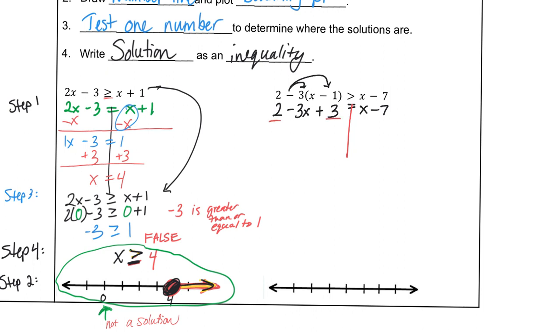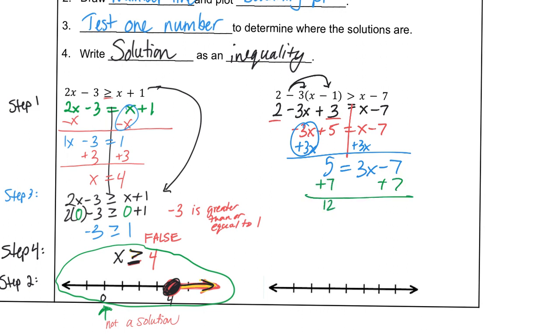Let's see, I'm going to simplify that. So -3x plus 5, x minus 7. I don't like negatives, so I'm going to add 3x, because I want to make the x's positive. I get 5 equals 3x minus 7. Adding 7, I get 12 equals 3x. Last but not least, divide both sides by 3. 4 is my boundary point. So this is now where I go down and I plot my point 4.